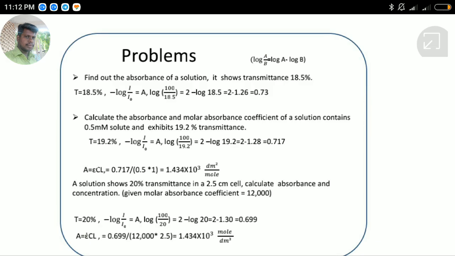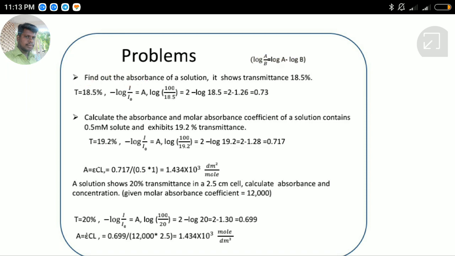There are a few problems we are going to solve. Before solving that, we have to revisit our previous knowledge of the logarithm property. Log a by b equal to log a minus log b. So we are going to use this logarithm property here.